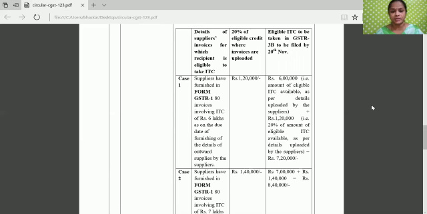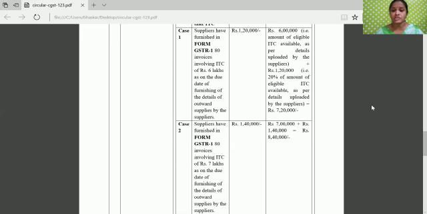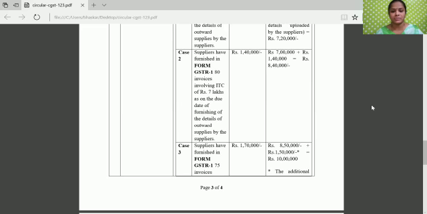So the supplier has uploaded only 80 invoices involving ITC of 6 lakhs. So if 20% is calculated for 6 lakhs, it is coming around 1,20,000. So the eligible ITC to be taken to GSTR 3B to be filed on 20th November is 6 lakhs plus this 1,20,000. That is, it is restricted to 7,20,000. And the taxpayer cannot avail the whole 10 lakhs. He can avail only 7,20,000 in the following month.